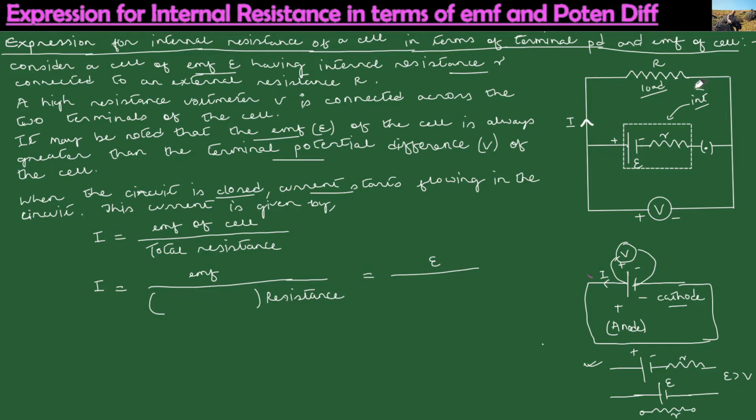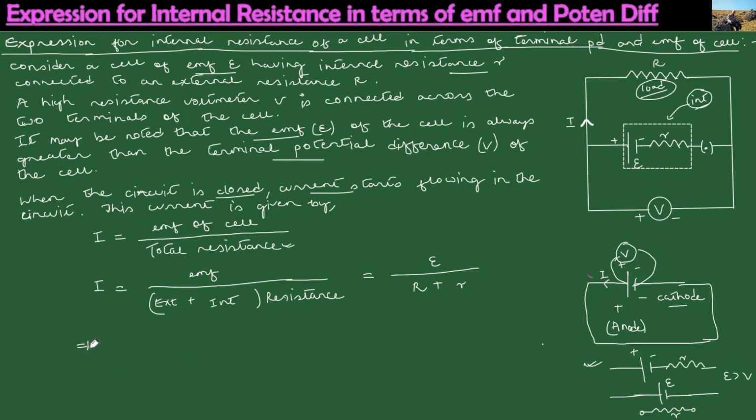Total resistance will be internal resistance plus the load resistance. Or in this case, I can write it as external resistance plus the internal resistance, where the load resistance is the external one. That will be the value of total resistance. So load resistance will be capital R, internal resistance will be small r.